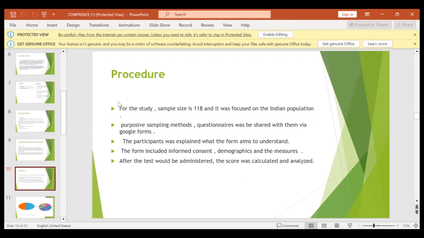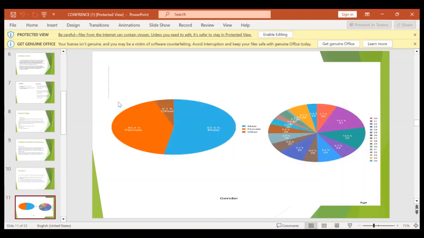Procedure: 118 people were collected for this. Purposive sampling was used. The questionnaire included the informed consent, demographics, and the measures that were presented in a Google Form. After the test, the Google Form was administered, and scores were calculated and analyzed.